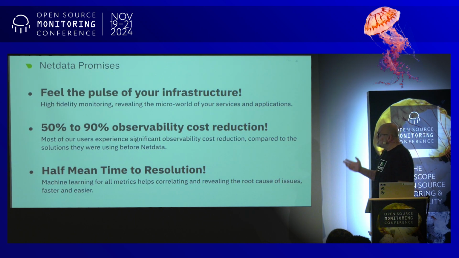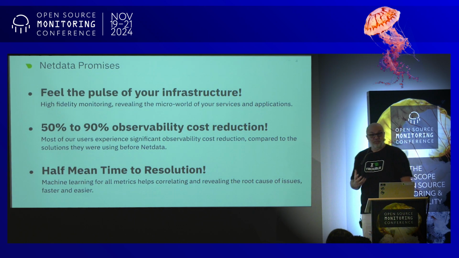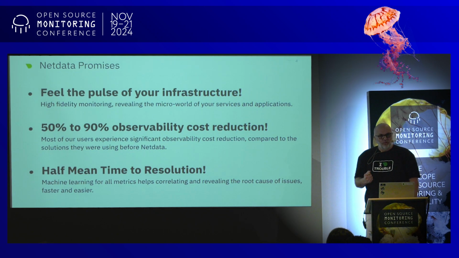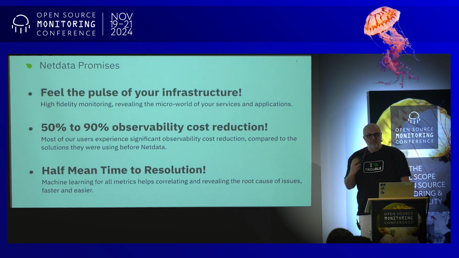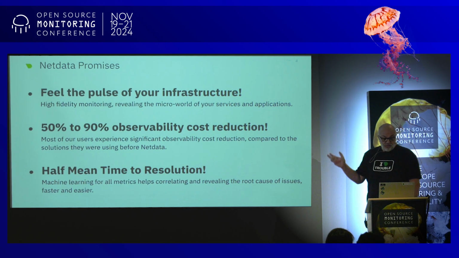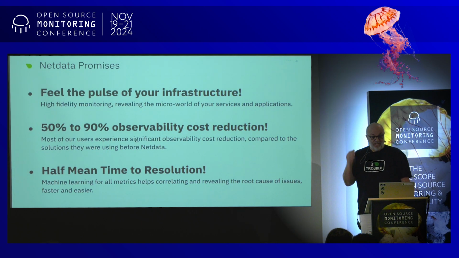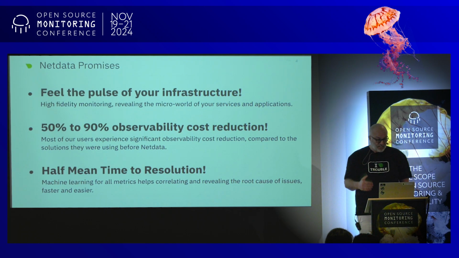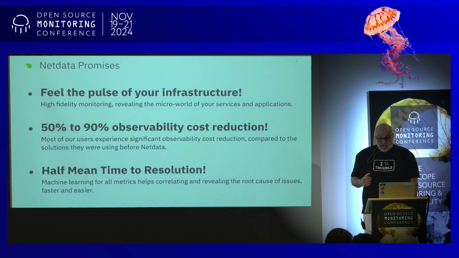What does Netdata promise? The first is: feel the pulse of your infrastructure. This is the most important, and this is how Netdata started, actually. What I needed was a tool to feel the pulse of the infrastructure, to understand the contentions, the strengths, the weaknesses of the infrastructure. This is how it all started. But today, users that use Netdata enjoy 50 to 90% observability cost reduction, so significantly cheaper compared to anything else. Cheaper to run, cheaper to buy, cheaper everything, less resources, etc. And mainly because of machine learning, half the time for root cause analysis, or even more in many cases.